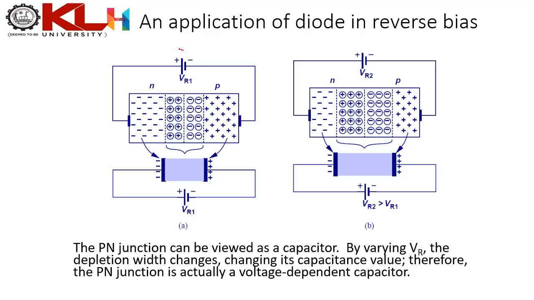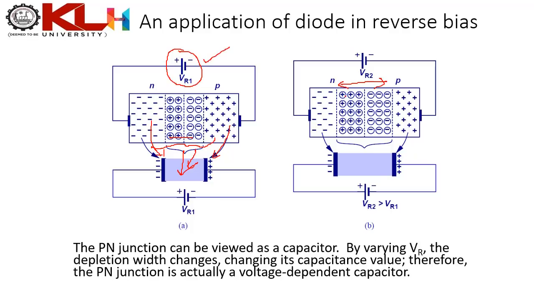As I increase this reverse bias voltage, the width of the depletion region increases, and this depletion region with the N and P type can be modeled as a capacitor. The N type forms one plate, the P type forms the other plate, and the depletion region forms the dielectric. Now what happens when I increase the reverse voltage?